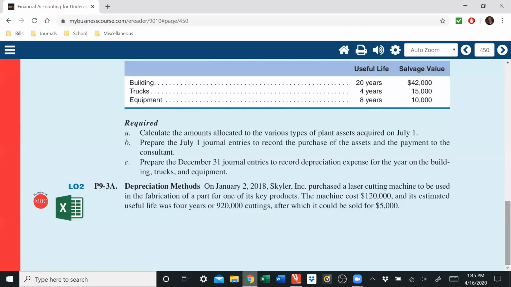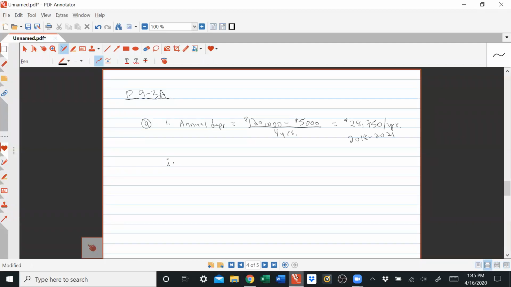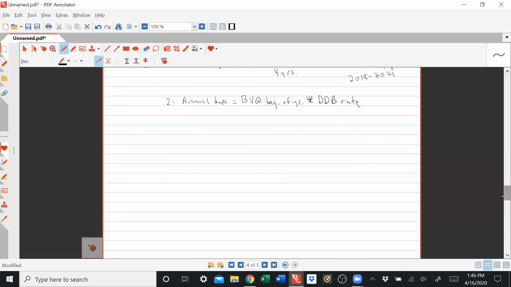Number 2, if we use the double declining balance method, what's the depreciation expense for each of these 4 years? Well, the formula for double declining balance method is annual depreciation equals, you take the book value at beginning of year and you multiply that by the double declining balance rate. So that's the formula. And let's make a table. With the DDB method, it's most helpful to make a table. And what will that table look like?